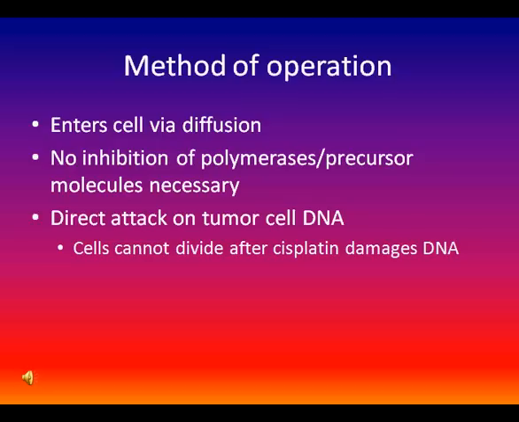As demonstrated by Rosenberg's E. coli experiment, cisplatin prevents the growth of tumors by interfering with their cell division. Cisplatin operates by diffusing into the nucleus of the tumor cell, and it forms adducts with the cell's DNA without inhibiting any precursor molecules.